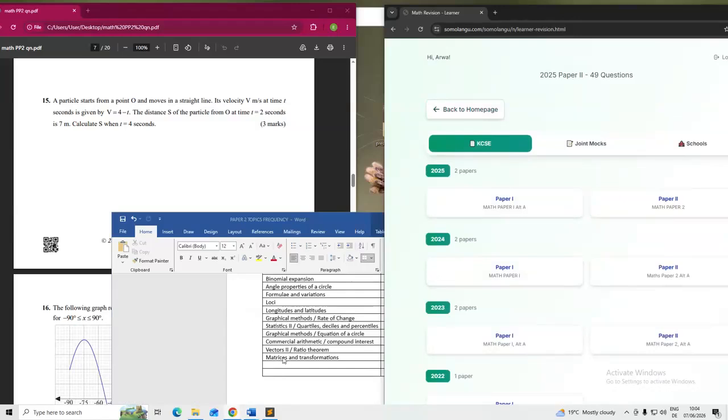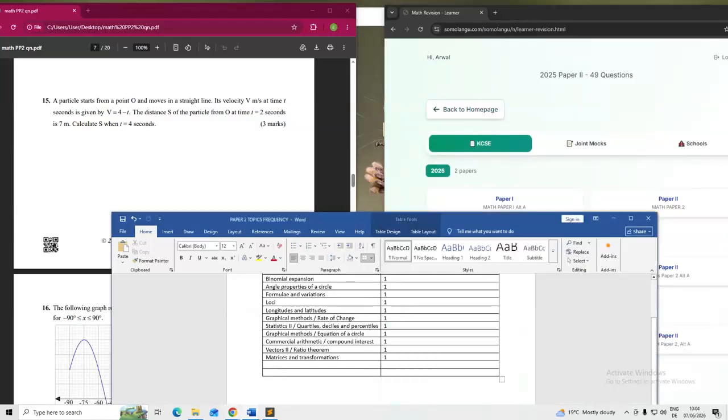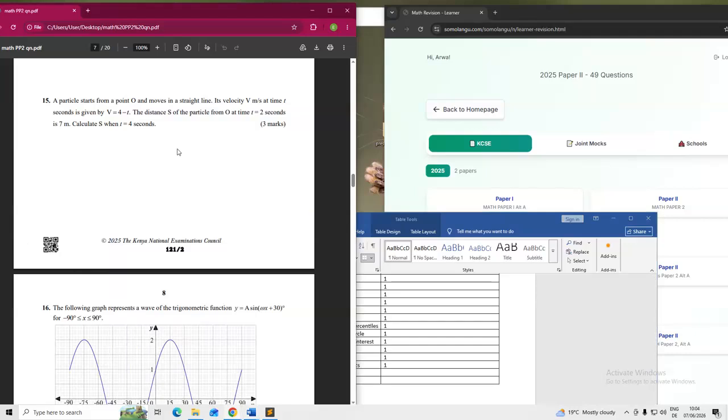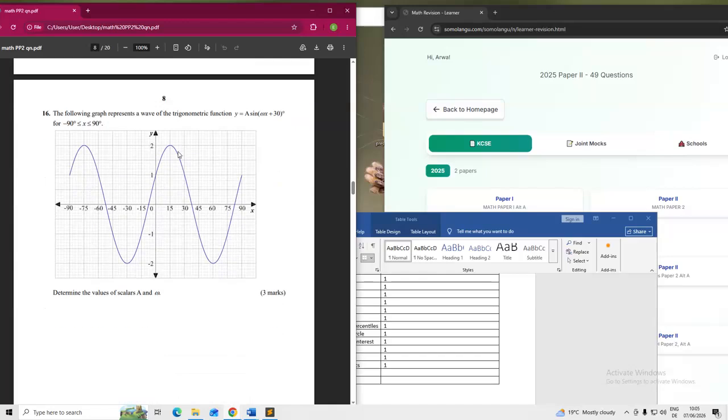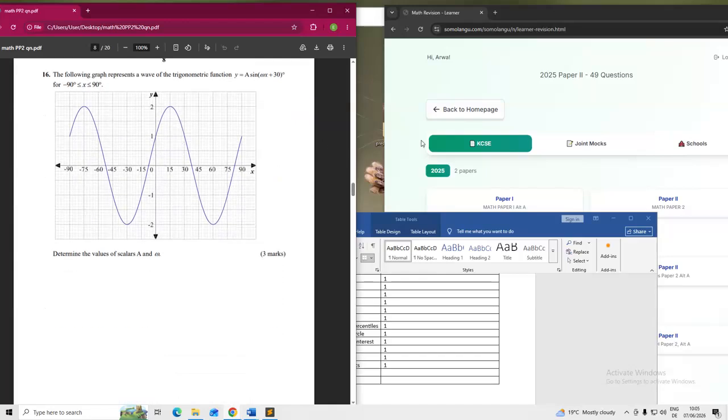So we have the question here testing integration, and more specifically application in kinematics. We move on to question number 16, which is the last question in Section A of this paper.